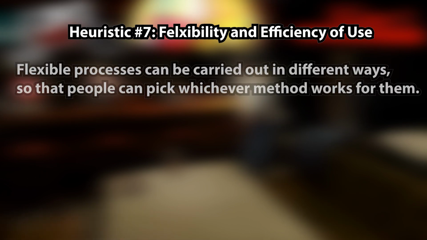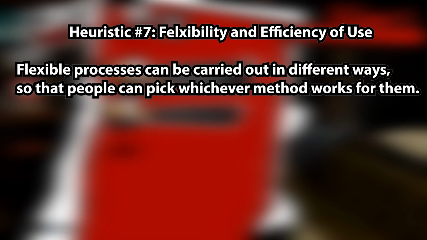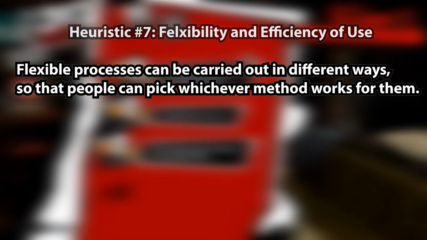Heuristic 7. Flexibility and efficiency of use. Flexible processes can be carried out in different ways so that people can pick whichever method works for them.